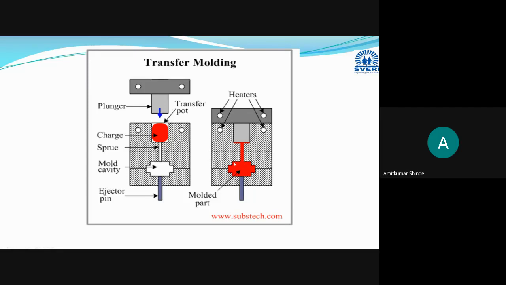Now I will repeat this again. This is the transfer molding process. In short, you can say that it is a combination of compression molding and injection molding. This charge is injected.